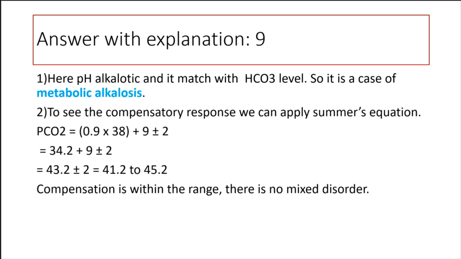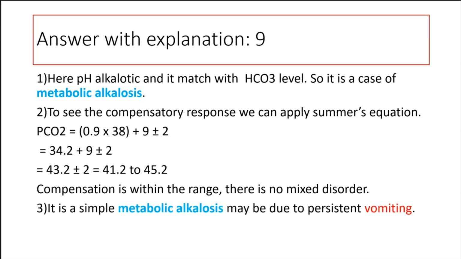2. To see the compensatory response we can apply Summers' equation. PCO2 equals 0.9 multiplied by 38 plus 9, plus or minus 2, equals 34.2 plus 9, plus or minus 2, equals 43.2 plus or minus 2, equals 41.2 to 45.2. Compensation is within the range, there is no mixed disorder. 3. It is a simple metabolic alkalosis, may be due to persistent vomiting.